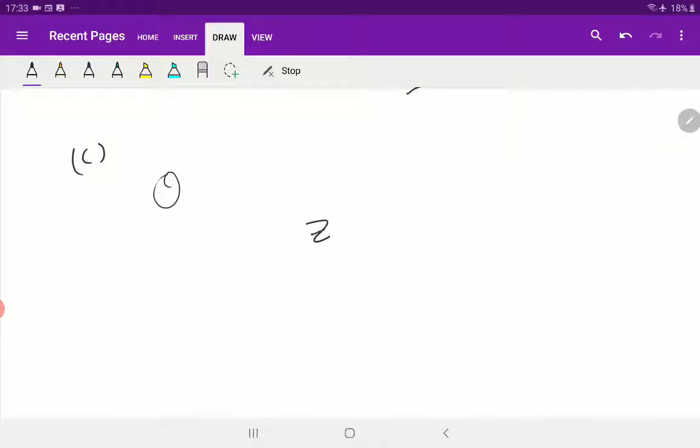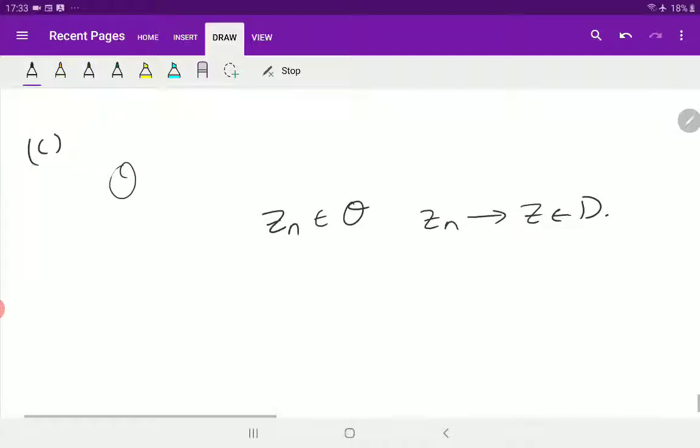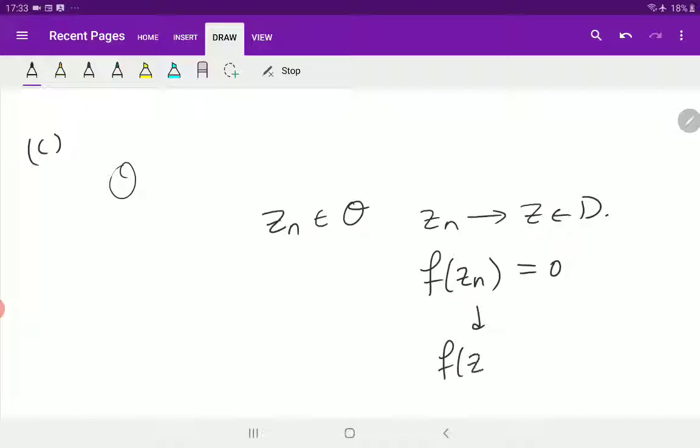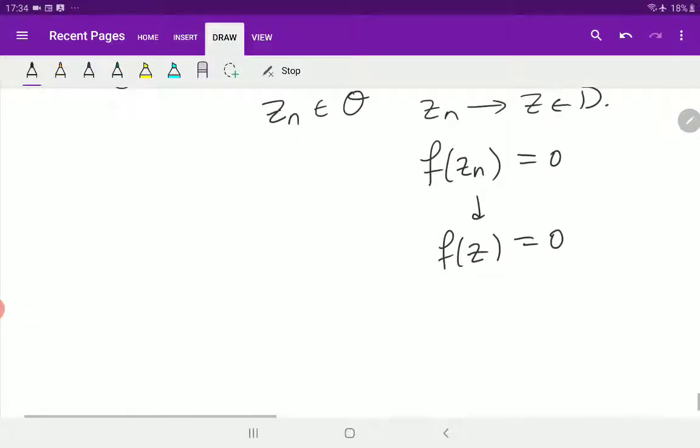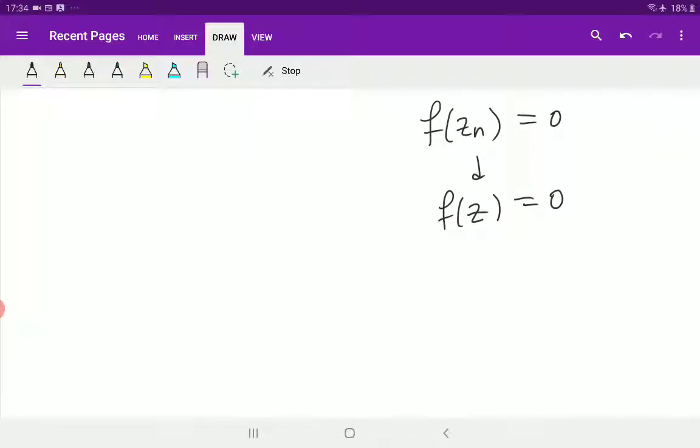Why is that? Suppose that Zn in O is a sequence which converges to some Z in D. Well, that means that f of Zn are all 0, and therefore f of Z must be equal to 0 by continuity. So that's where the continuity comes in. But Z cannot be a 0 of finite order because then it would have to be isolated. So that means that Z is also in O.